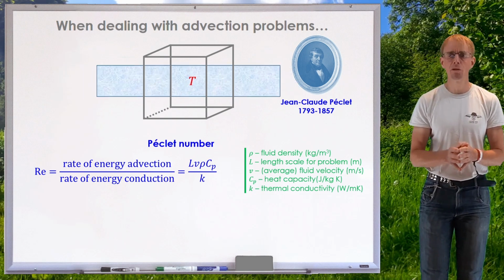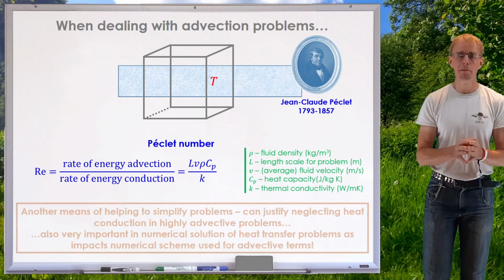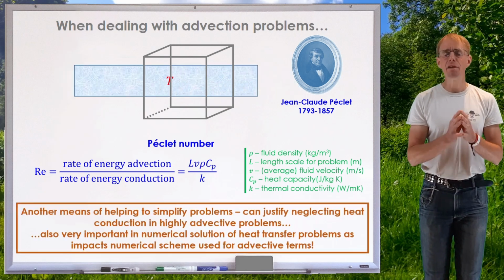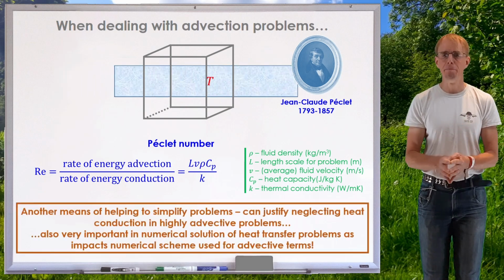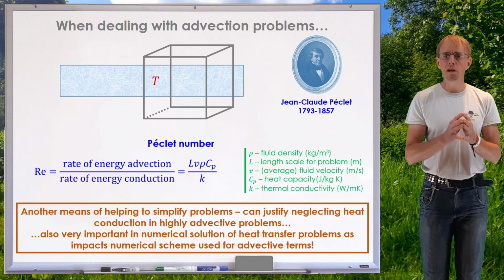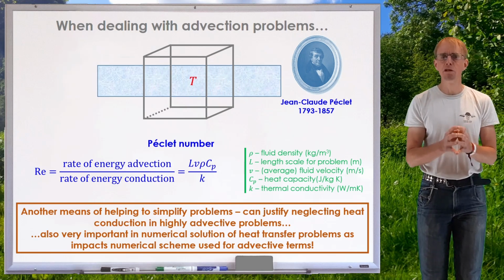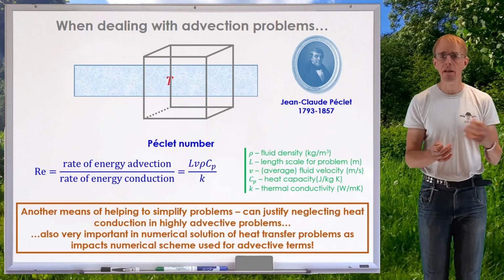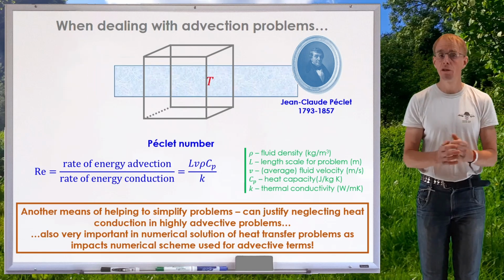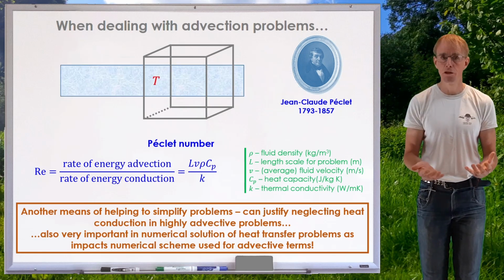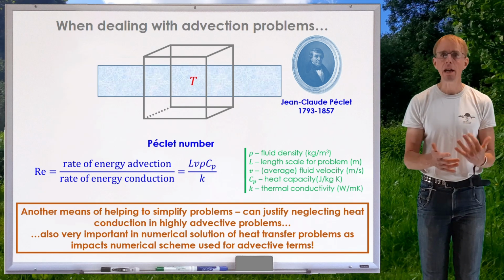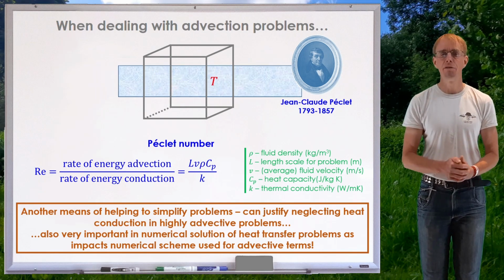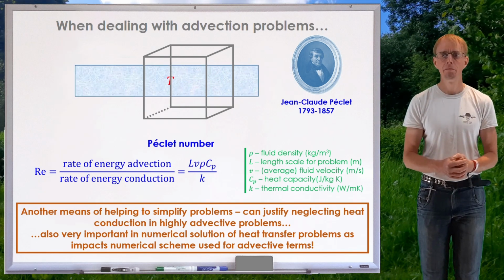Okay, so if we've got a high Peclet number, that means advection dominates the problem. Which means if we're thinking about the problem from the standpoint of my control volume, the energy is all coming in via that advective process. So conduction is likely to be utterly negligible. This is a key way we can solve advective heat transfer problems.